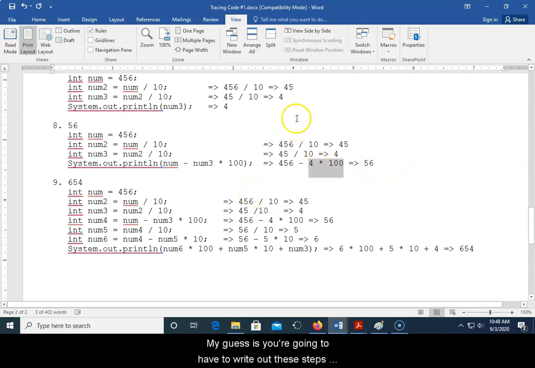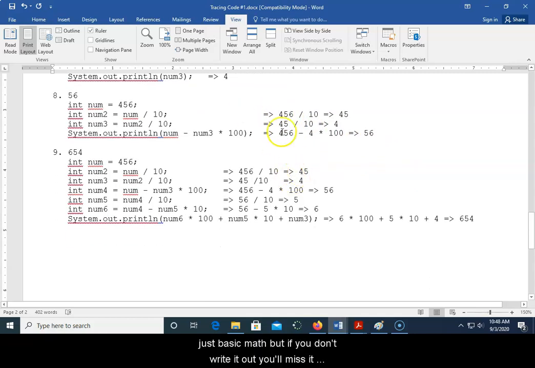My guess is you're going to have to write out these steps. If you see a problem like this on a test, there's no way you can do this in your head. Make it easier on yourself. Write out each step so that you know what each variable is, and then run your calculations, okay? Because when you write it out, it's really not that hard. It's just basic math. But if you don't write it out, you'll miss it, okay? I've had kids in the past, they don't write it out and they miss easy steps.